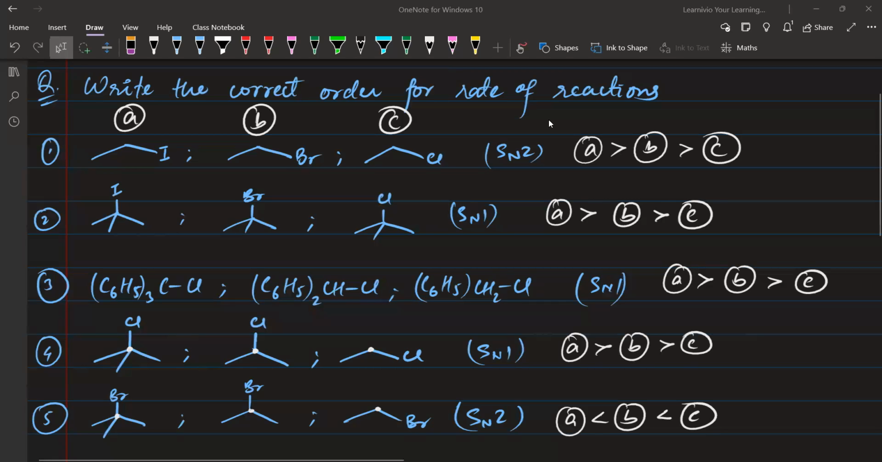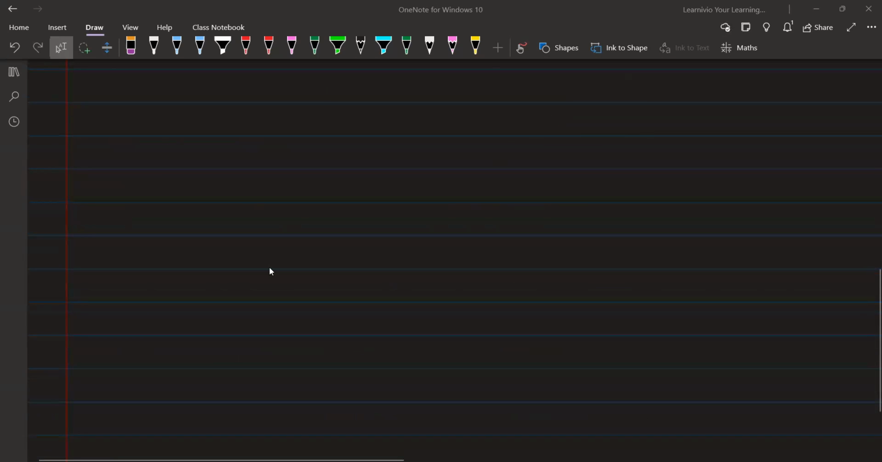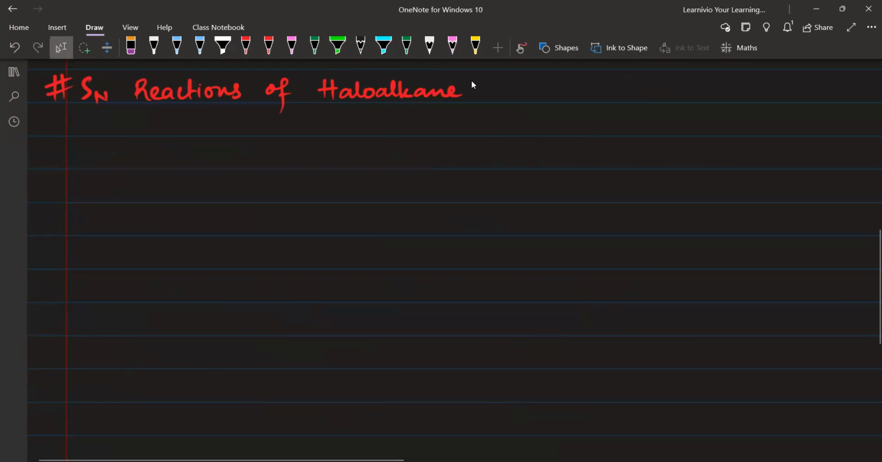Right, next, SN reactions of haloalkene. Nucleophilic substitution reactions of haloalkene.